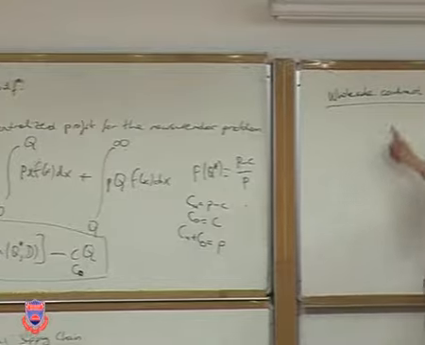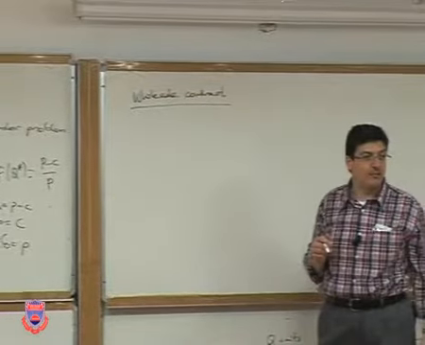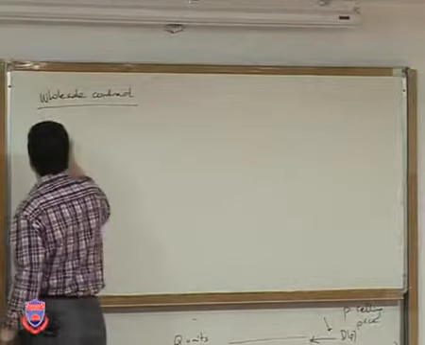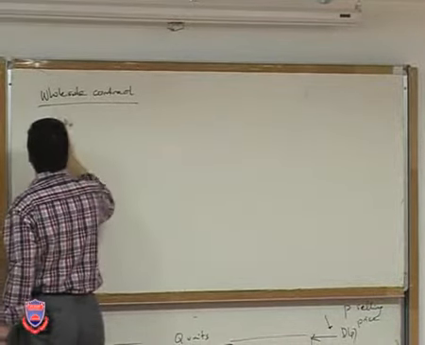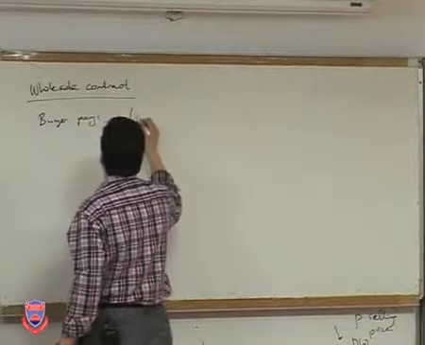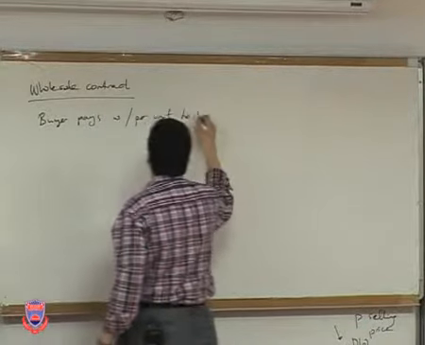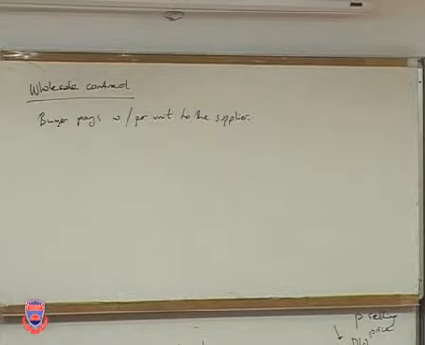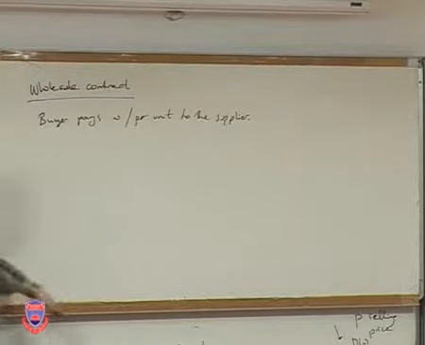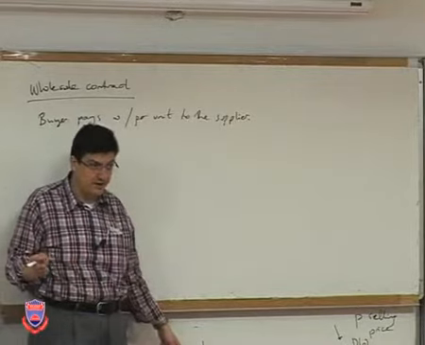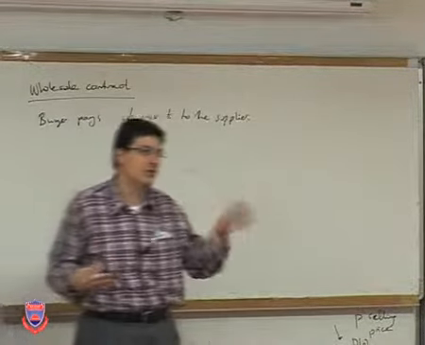Anyway, now let's look at a wholesale contract. What do we mean by a wholesale contract? A wholesale contract is very simple. The retailer or buyer pays W per unit to the supplier. So remember the flows. I have written here W of Q, and it's a linear function. It pays W for each unit.